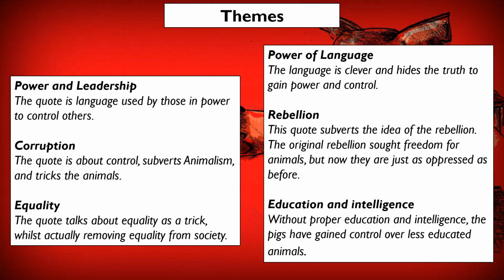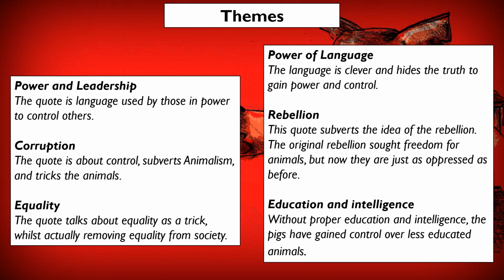When you're writing about this quote, you will want to make a link to the question that you've been asked at the start. This is a brilliant quote then because it links to every possible question that could come up. If the question is about power or leadership or both, well, this quote is language that's used by the people in power, or the pigs in power, to control others. If the question happens to be about corruption, well, this quote is about control and it subverts animalism. It's about tricking the animals. If the question's about equality, well, this quote talks about equality. It uses equality in a very kind of paradoxical way, and it actually removes equality from society.